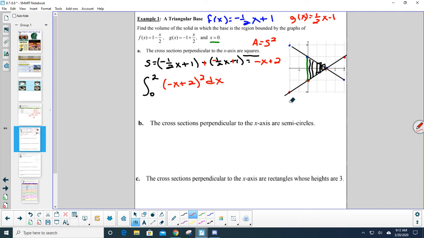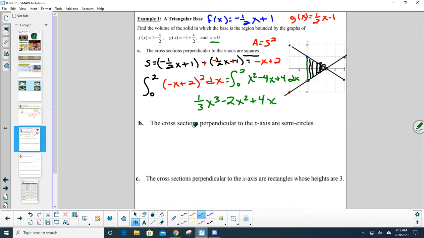Now, I can't antiderive this the way it is right here. I mean, technically I could, but I'm going to change it just so it looks more comfortable for some of you. This is negative x plus 2 times negative x plus 2, which is x squared minus 4x plus 4 dx. So I just FOILed it out, so it's going to be easier to antiderive now. If I antiderive this, I get 1/3 x cubed minus 2x squared plus 4x.